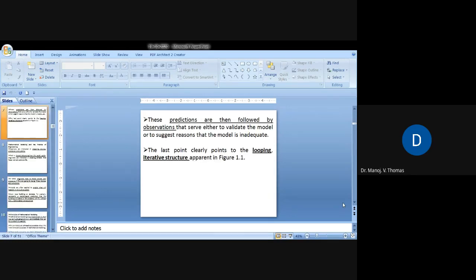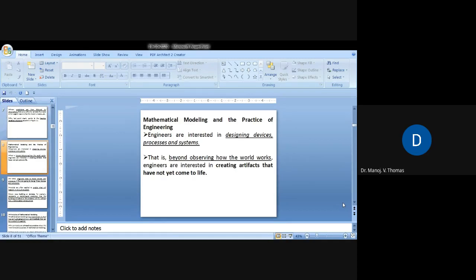These predictions are often followed by observations that serve either to validate the model or to suggest reasons. So definitely in the diagram you can see a looping, iterative structure. It goes from the conceptual world to the real world, and again comes back to the conceptual world. Again it goes to the real world, as many times as required until we are satisfied with the model, until what we are trying to prove is met. Because what is the purpose of the model? If the purpose of the model is met, then the iteration stops.